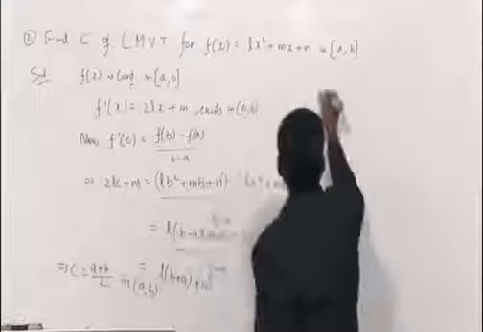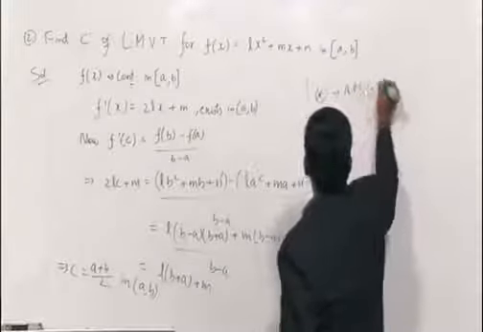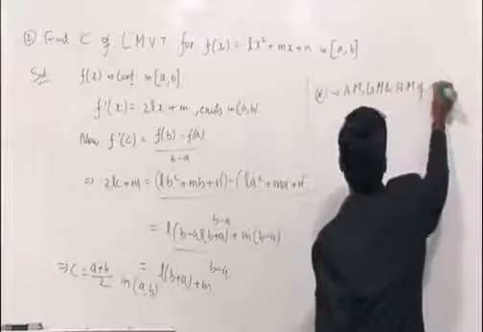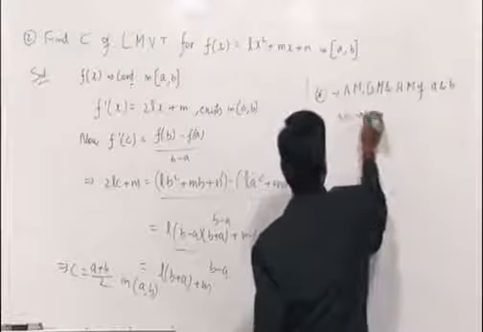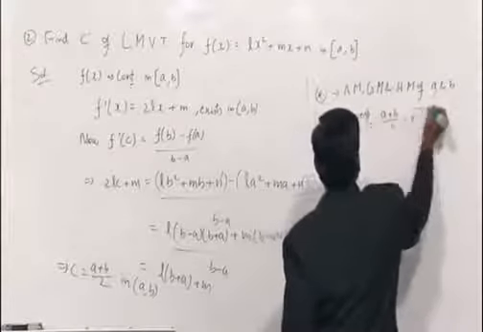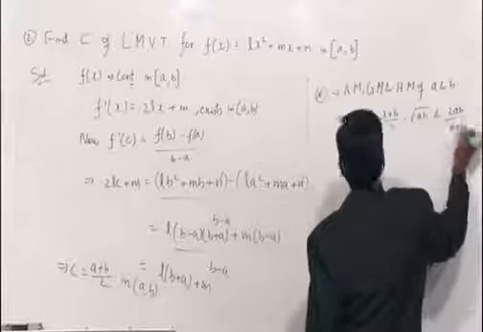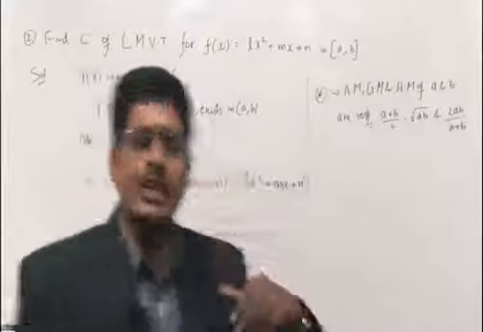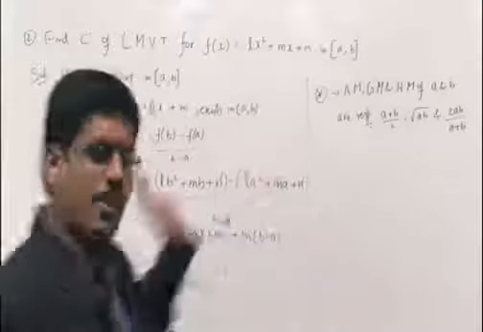Here I am writing a star point: the AM, arithmetic mean, GM, geometric mean, and HM, harmonic mean, of a and b are respectively (a + b)/2, √(ab), and 2ab/(a + b). Whatever the mean, take any two numbers a and b, calculate any mean, and the value so obtained lies between a and b. Later you check.